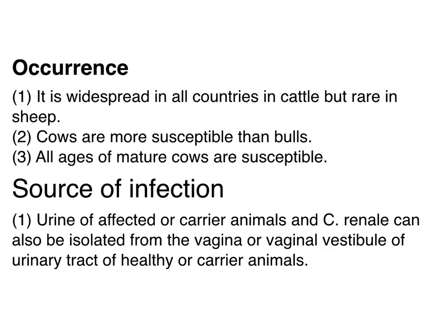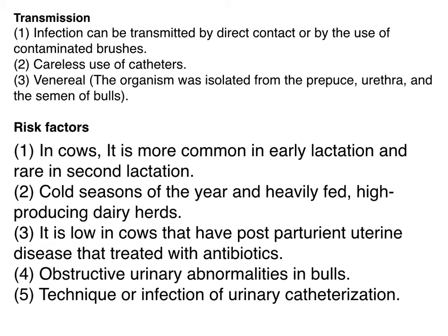such as Corynebacterium renale, which can also be isolated from the vagina or vaginal vestibule and urinary tract of healthy or carrier animals. انتقال المرض, transmission: infection can be transmitted by direct contact or by the use of contaminated brushes. Careless use of catheters, and venereal transmission, as the organism was isolated from the prepuce, urethra, and semen of bulls.